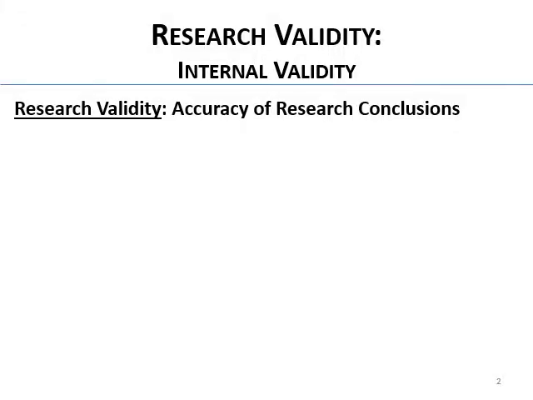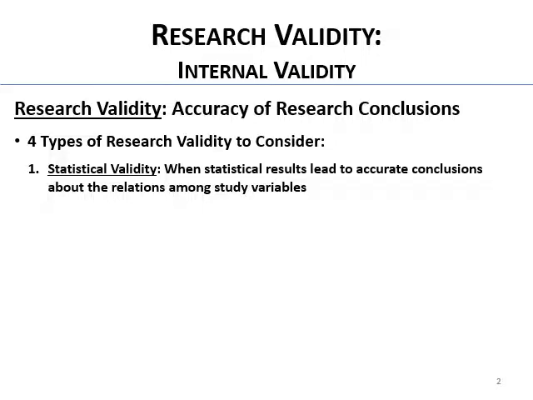So remember that we're in a series talking about research validity, and the whole point of research validity is to reach accurate conclusions with your research, and there were 4 pieces of this. The first one was statistical validity. We talked about that last week.